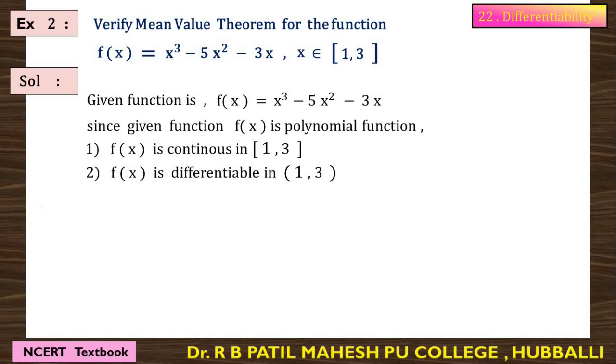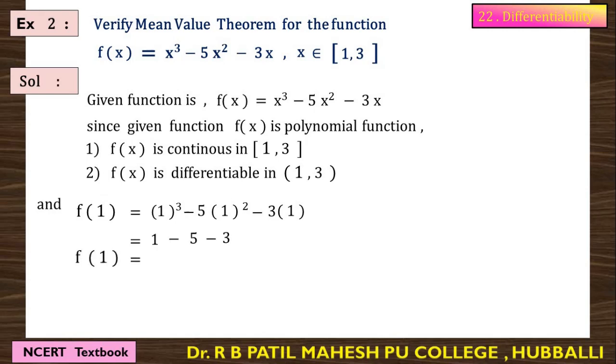And next is finding the function value, that is f of 1. So in this f of x, put x is equal to 1: 1 cube minus 5 into 1 square minus 3 into 1. That is 1 minus 5 minus 3. Then f of 1 is equal to minus 7, and denote this as f of a.